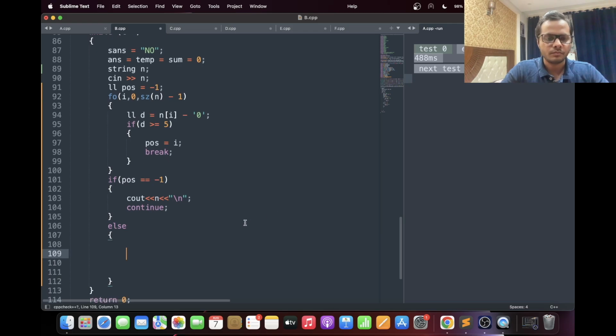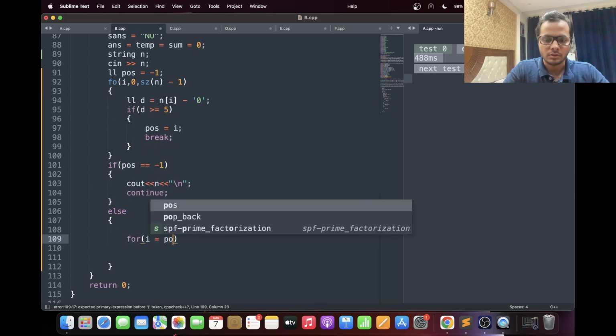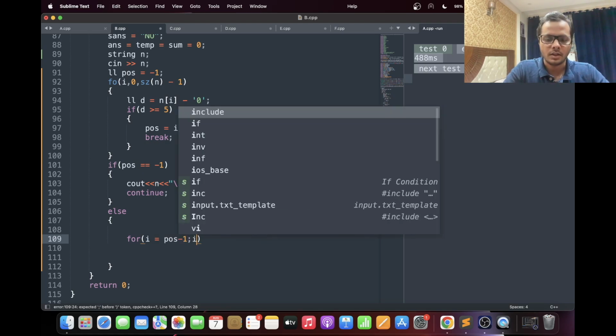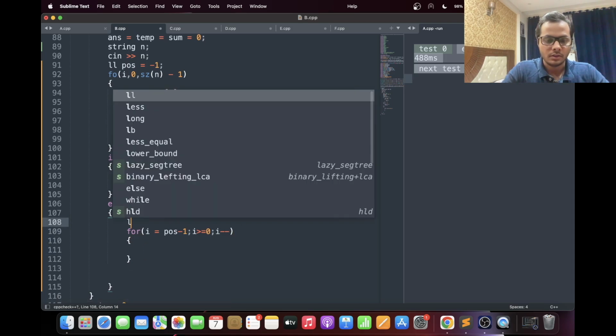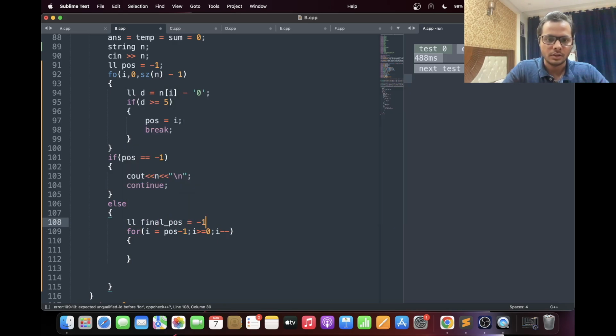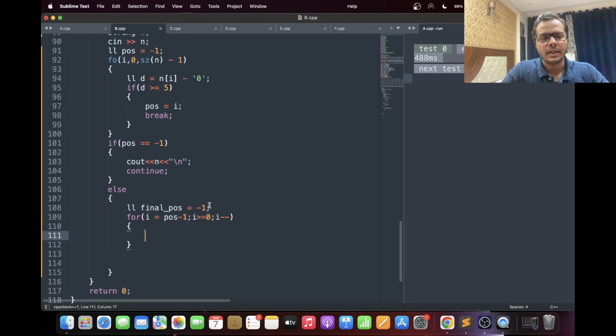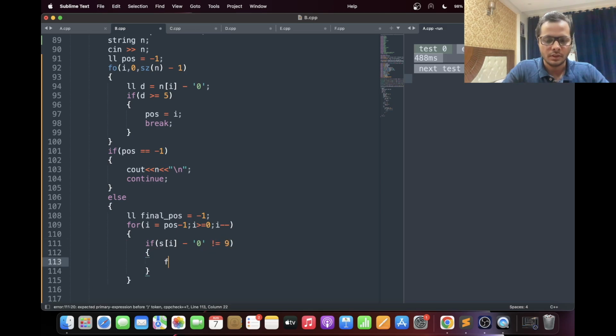Else what we need to do is, we'll go from right to left starting from pos, okay. So for i equals pos - 1 and i is greater than or equal to 0, i minus minus, and then let's just define another variable, final pos, and let's say that it is -1, okay. So in that case we'll just check if we found a number which is not equal to 9. So if s of i minus '0' is not equal to 9, then we'll say final pos is equal to i and we'll break out.